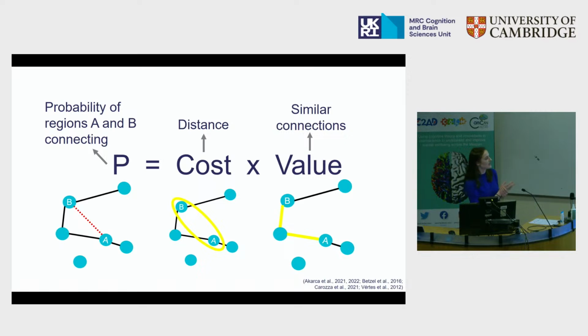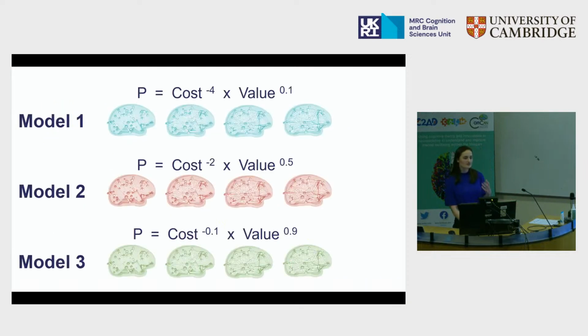So as you can see, A and B share a connection with a third neighboring area. And that means A and B are more likely to form a connection with each other than they would be if they didn't share this connection in common. And so what we do is we create tens of thousands of these simulations that weigh cost and value slightly differently. Here I'm just showing you 3 examples. And they weigh cost and value by being raised to a number.